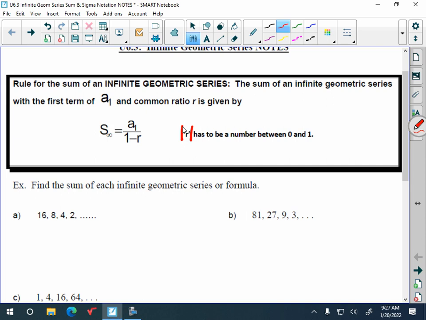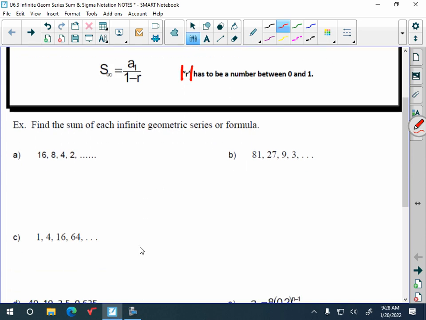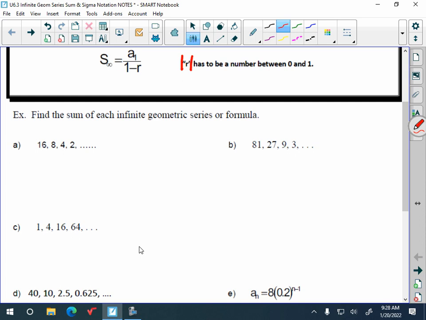If r is, let's say, 5, you're multiplying by 5, then it doesn't work. There's no sum if r is outside the boundary between 0 and 1. All right, so let's go ahead and apply this formula to these problems. So these are all geometric here. And so we're going to find the sum.